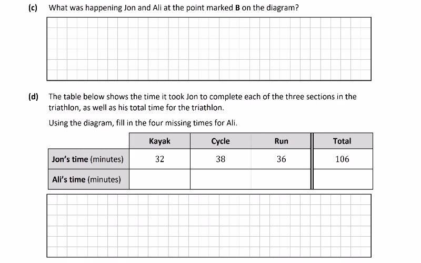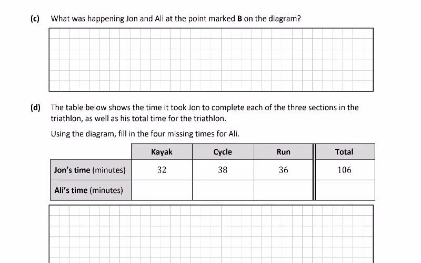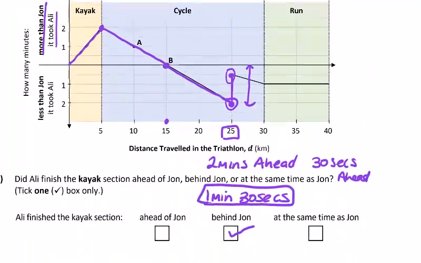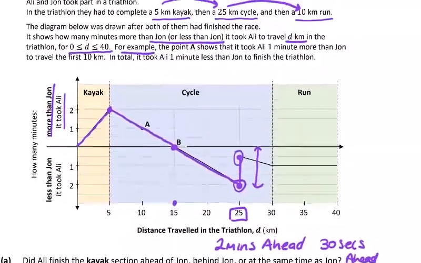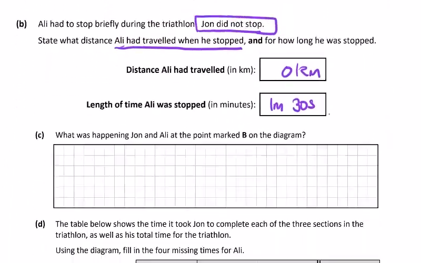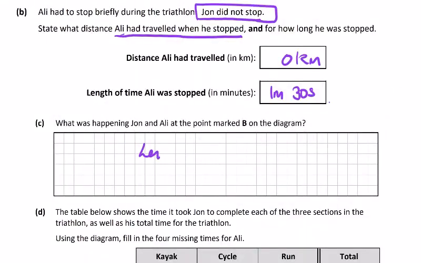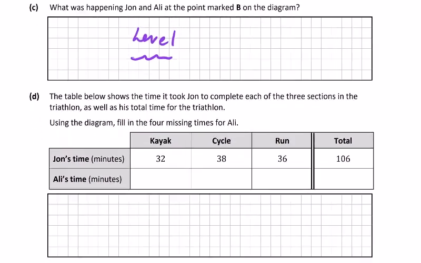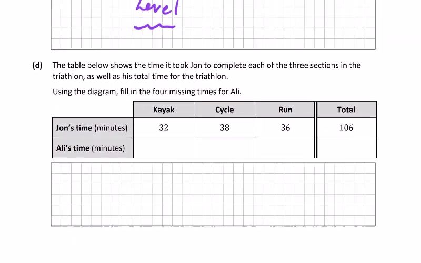Part C, we're asked what was happening to John and Ali at the point marked B on the diagram. Well, they were just level at this point. Were they at the point of intersection? They were crossing each other, or one caught up with the other? Somewhere along those lines, you're going to say, at this point, at 15k, they were level. So I'd say they were level. Travelled 15k at the same time. They could have started at different times.